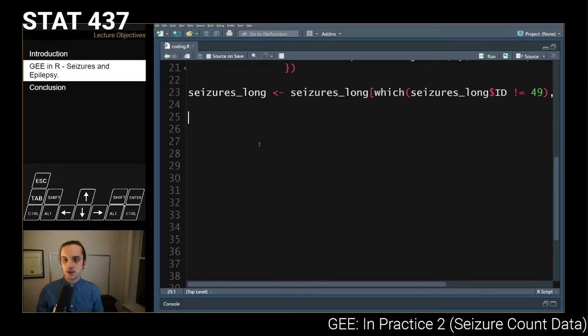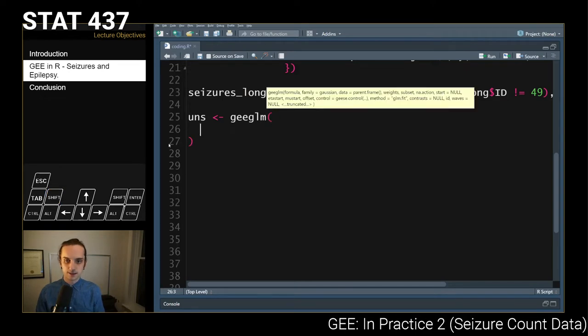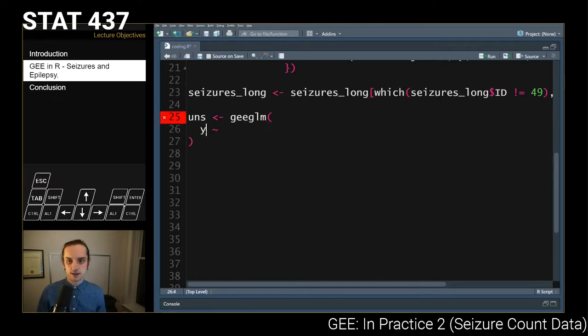Okay. The main correlation structures that we're going to care about are unstructured, exchangeable, or autoregressive, right? So what I'm going to do is fit a model for each of these. And so we've seen it's going to use the geeglm. In the formula, we're going to want to say y is our outcome here. Now, remember when we're fitting, because this is count data, and the count data is the number of occurrences over a period of time, right?